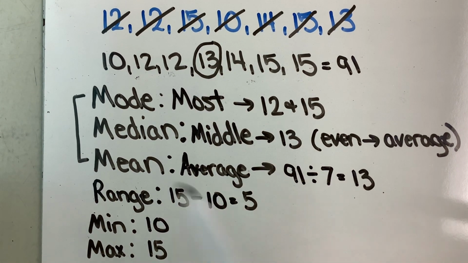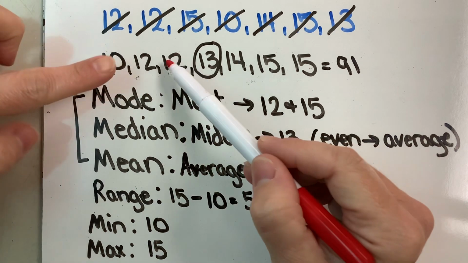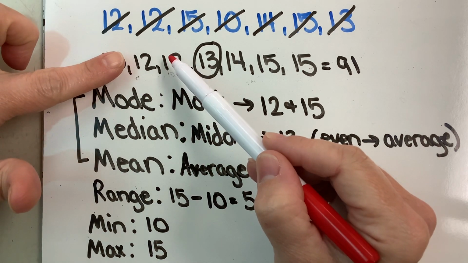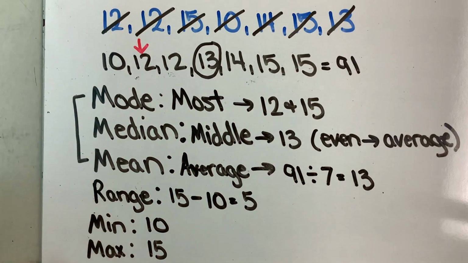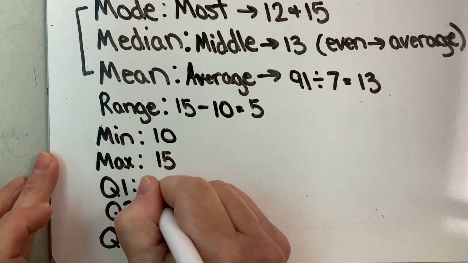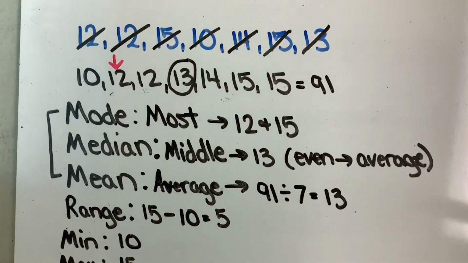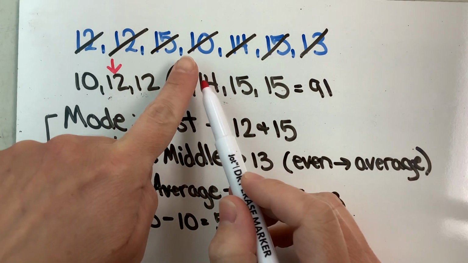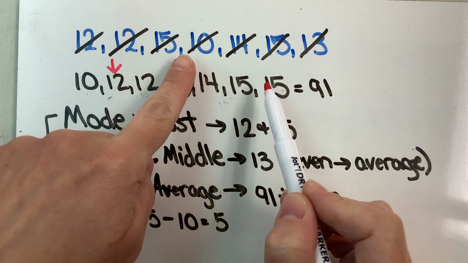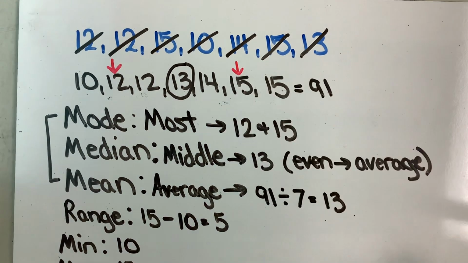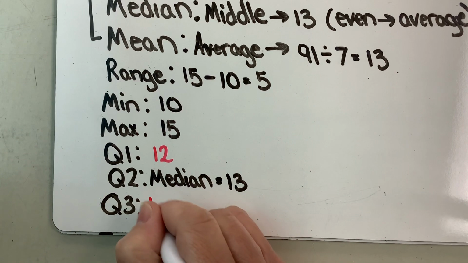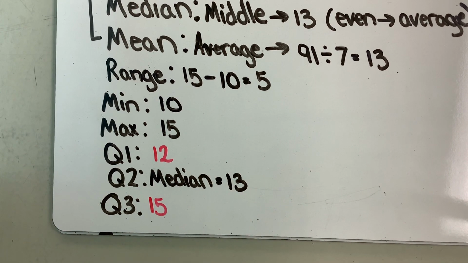Now, to find the Q1, we're going to find the middle of the lower half. So the lower half is here. And again, using our fancy finger trick, these two, and then this one's left. So this is our Q1. So Q1 was the 12. And on the other hand, here was our median. So Q3 is the middle of the upper half. Fancy finger trick, and we're left with 15 as our Q3. Okay.